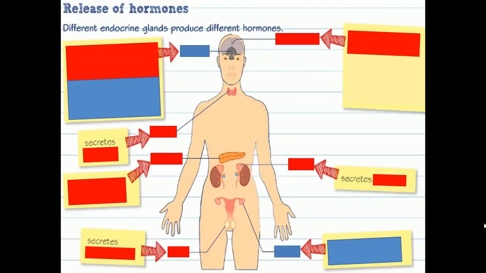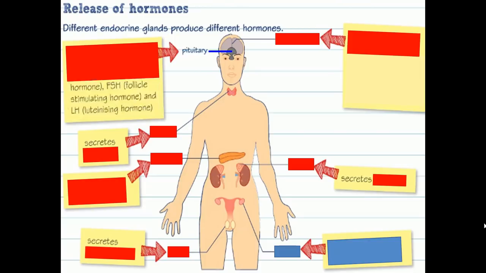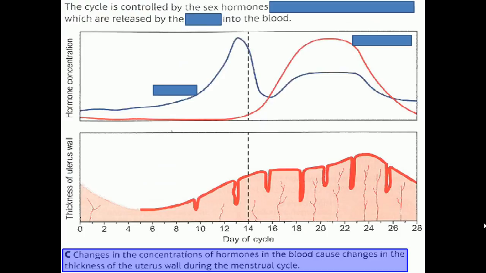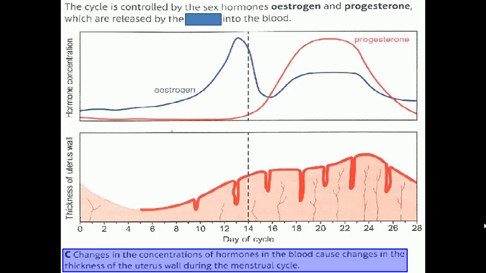And we should know which endocrine glands these hormones are secreted by. So we know that the pituitary gland secretes FSH and LH, and the ovaries secrete estrogen and progesterone. So the menstrual cycle is controlled by sex hormones, and there are two sex hormones, estrogen and progesterone, and they're released by the ovaries. So these are the ovarian hormones.